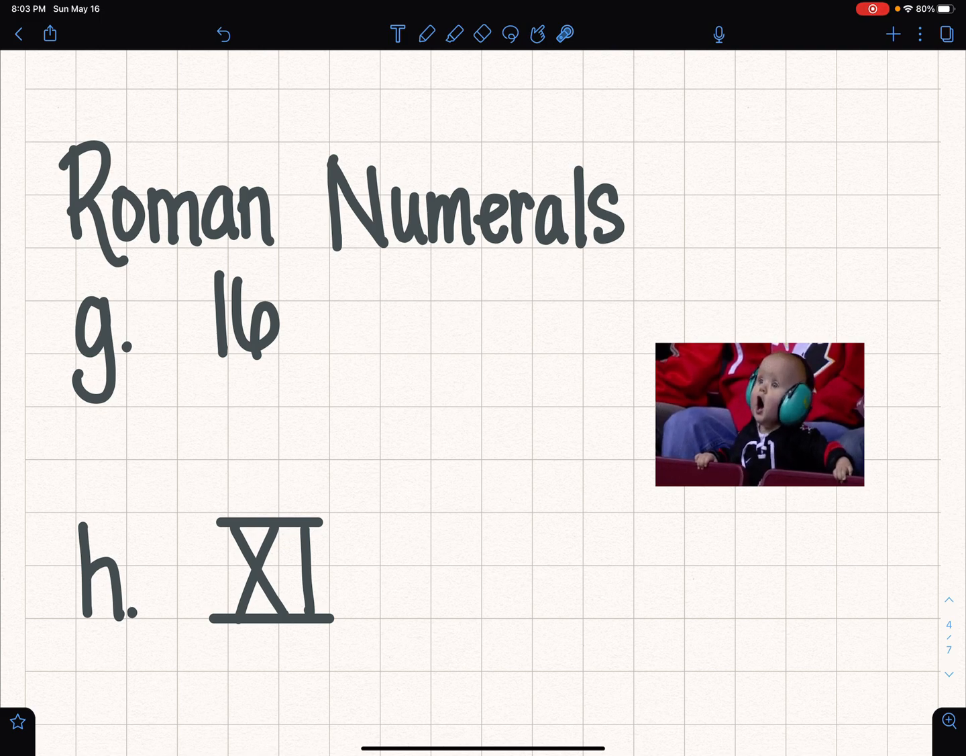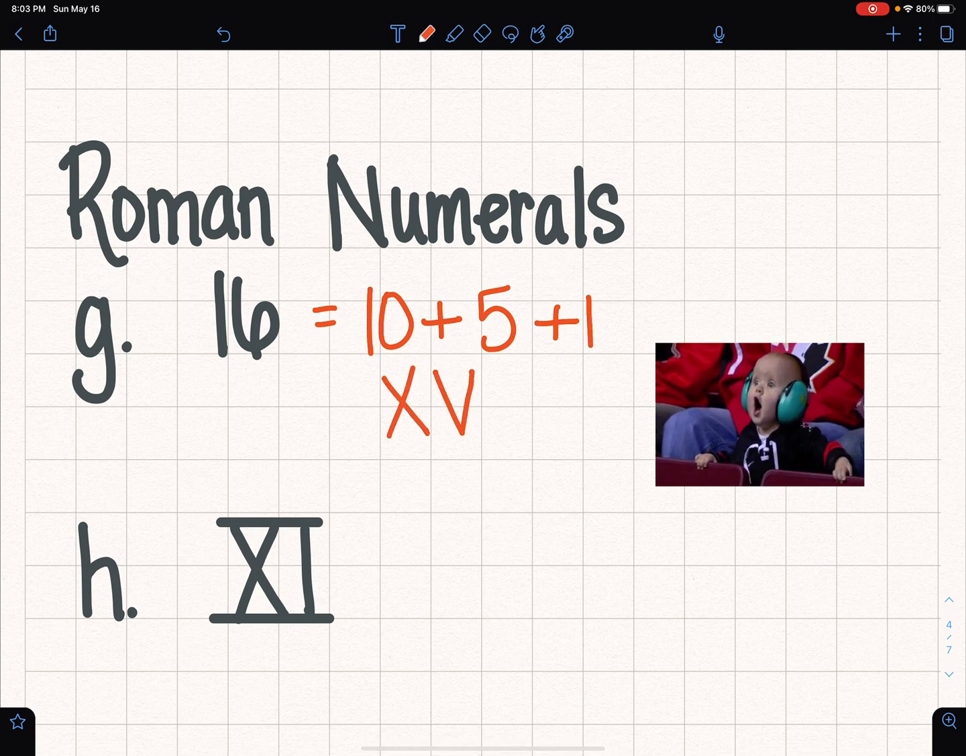Okay, now a little review of Roman numerals. Okay, here we go. How do you write this number in Roman numerals? Remember that that 1 means there's a 10 in there. There's also going to be a 5. So remember that 5 is a V. And remember that a 1 is just a 1. So this is going to be 10 plus 5 plus 1. So in Roman numerals, it will be X, V, I like that, right?